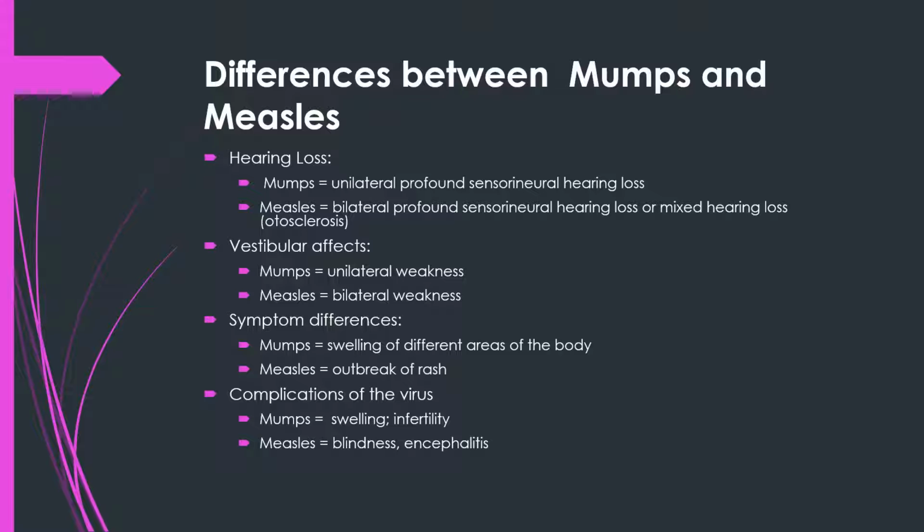Symptom differences: for mumps, you'll see swelling of the parotid glands or of different areas in the body. And then for measles, there's an outbreak of the rash. And then complications of the virus: for mumps, swelling is a complication, and infertility. And then for measles, blindness and encephalitis.